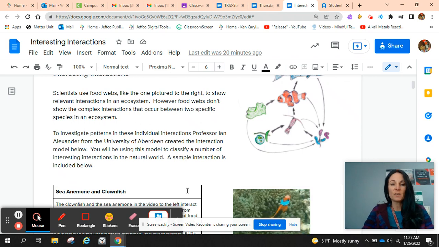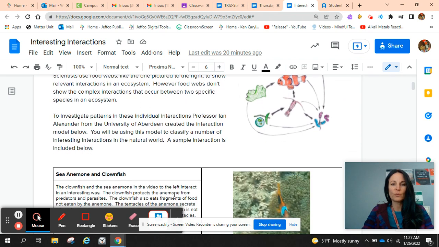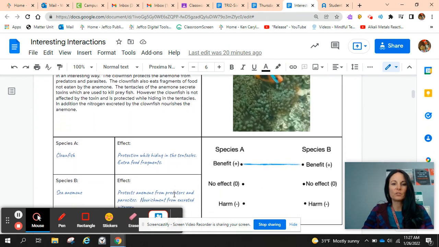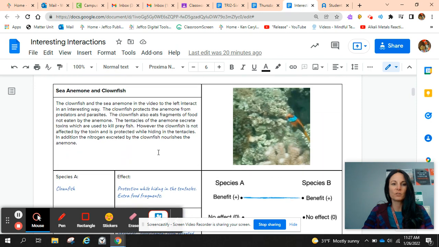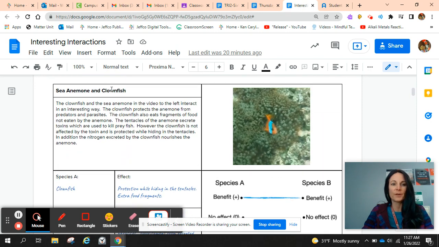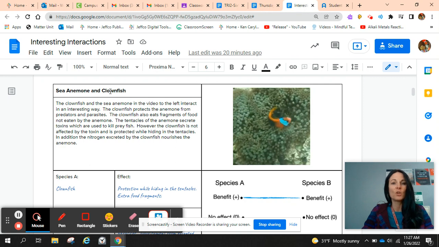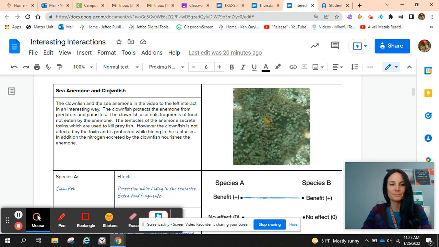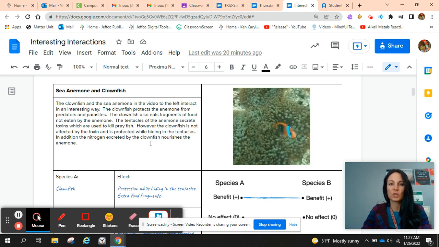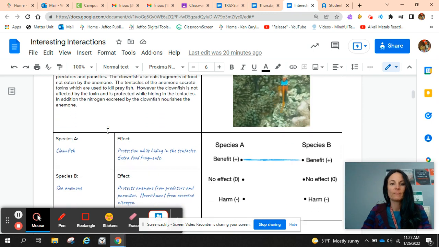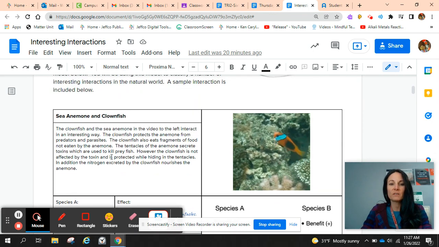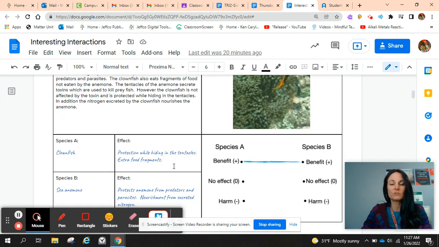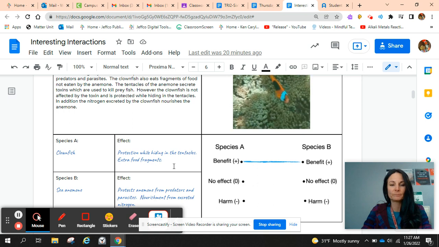So I have a sample right here, an example below that I want to go through with you, okay? So each one of these is going to show you the two species involved. Here we have a sea anemone and a clownfish. You've heard this every day this week, hopefully. So you're hopefully starting to get the sea anemone thing and the clownfish. And you have some text description, just like we've practiced this week. And what it wants you to do is read this, also maybe look at the picture, and then come down here and complete the model to describe the interaction that's happening.